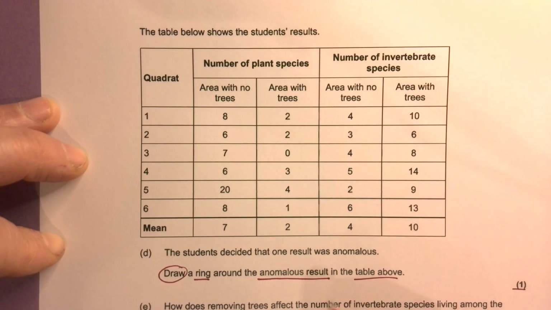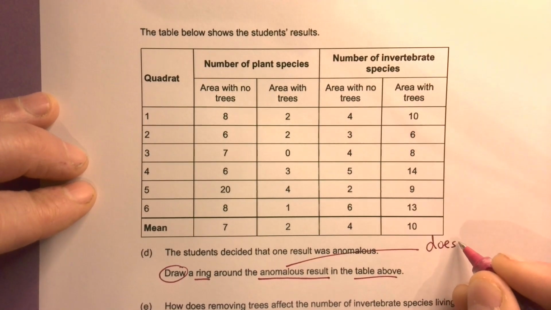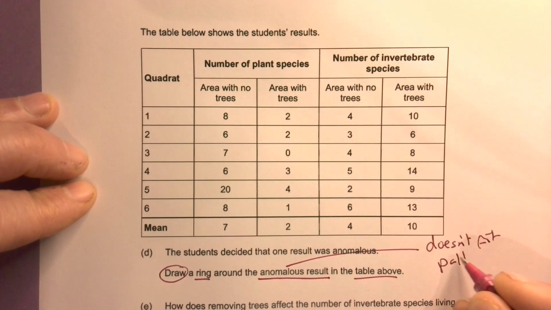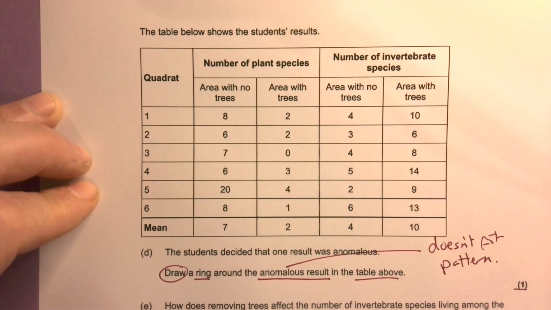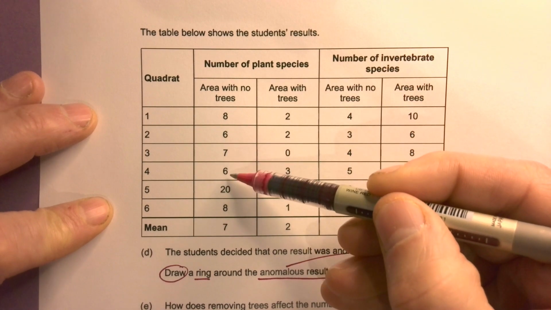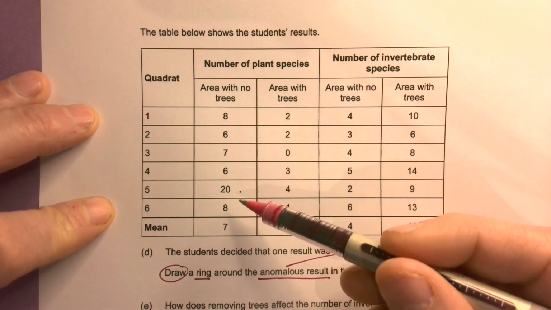It's worth 1 mark. So anomalous just means doesn't fit the pattern. Okay, and it can be any pattern you like, really. So let's look down the results here. Okay, we're looking for a number that stands out. Well, that one looks pretty dodgy. We'll come back to that one in a second.